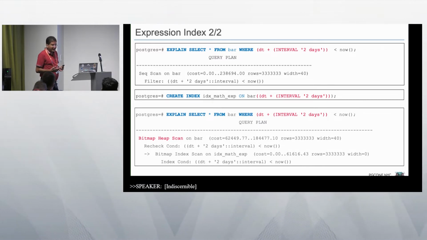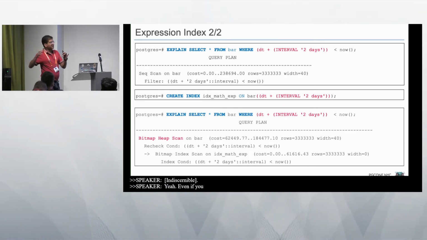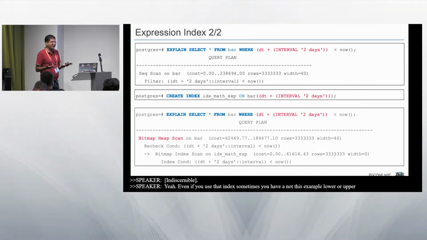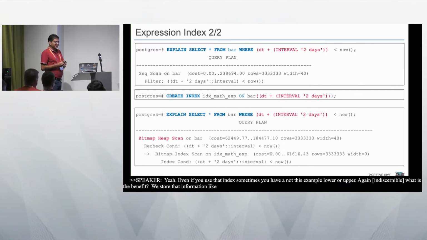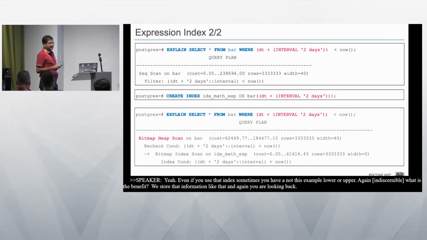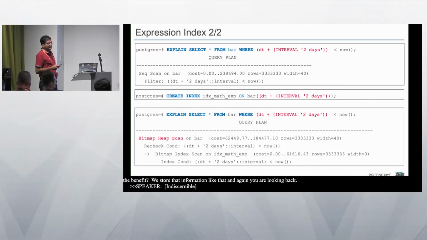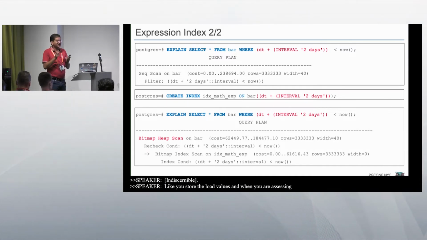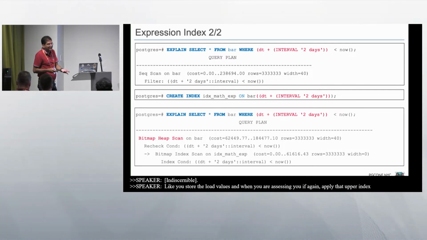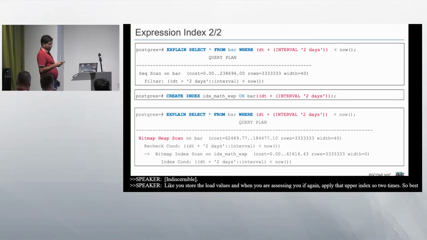Even sometimes, with lower or upper, it will use the index, but it will convert again. So what is the benefit? You stored that information one way, and you're converting it back again. In this kind of index it will still use the index, but in a text field, if you stored the lower values and when you are accessing you use upper, it will extract the information from the index but apply upper on it again. So two times, you're actually wasting work. But you can use that.